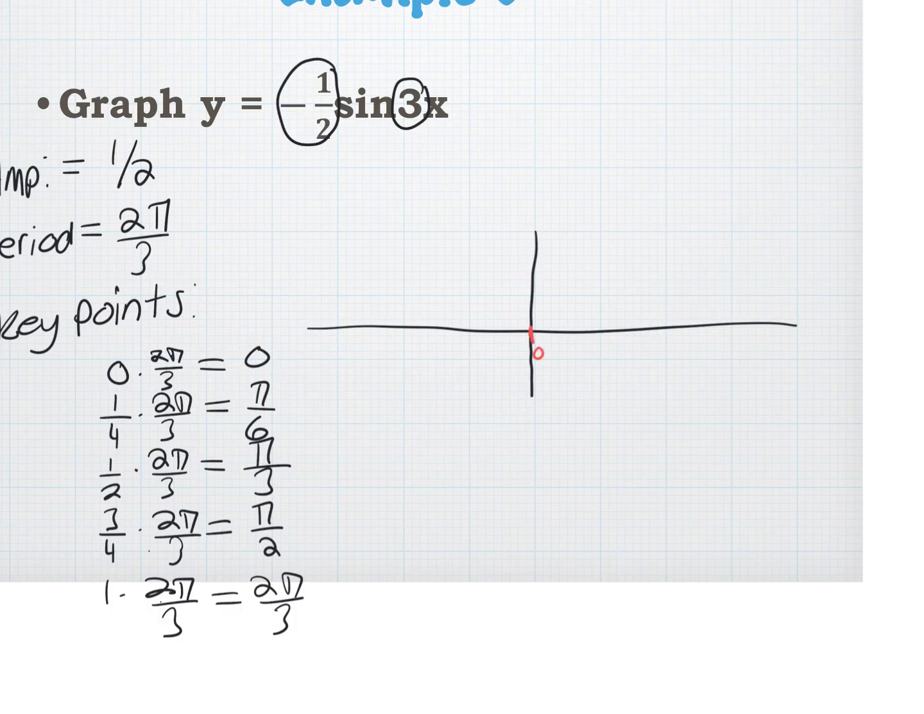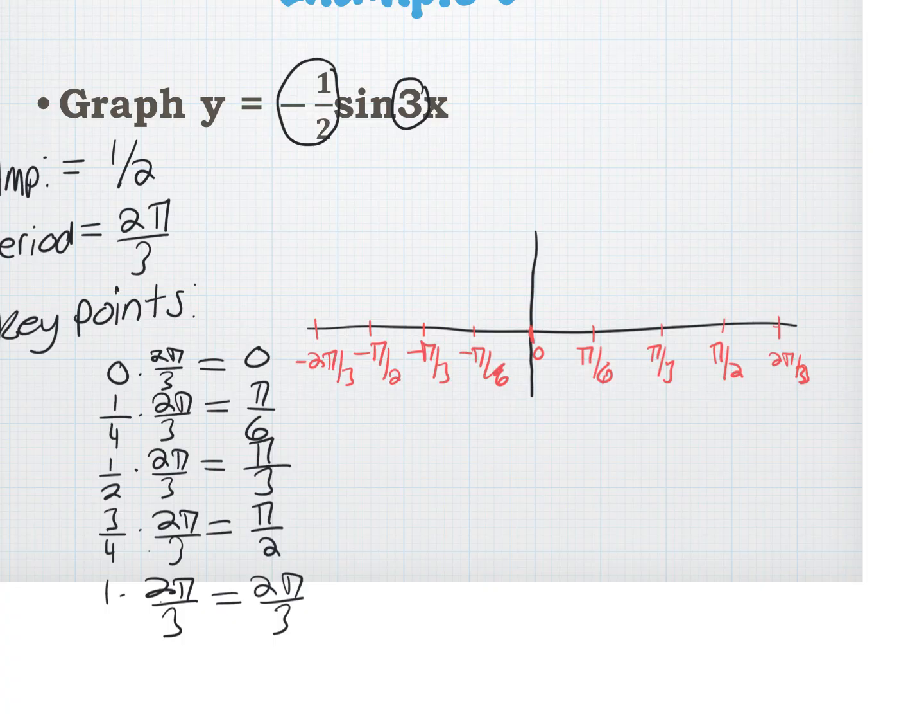All right, so we're going to start at 0, pi over 6, pi over 3, pi over 2, and then 2 pi over 3. And then you want to do the same thing in the negative direction. Negative pi over 6, negative pi over 3, negative pi over 2, and then negative 2 pi over 3. All right?